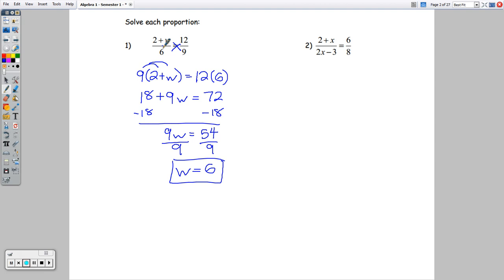You could check that by plugging it back in here at the top. This would be 8 on the top divided by 6 would equal 12 over 9. Both of those fractions would reduce to 4 over 3, so that does check out.